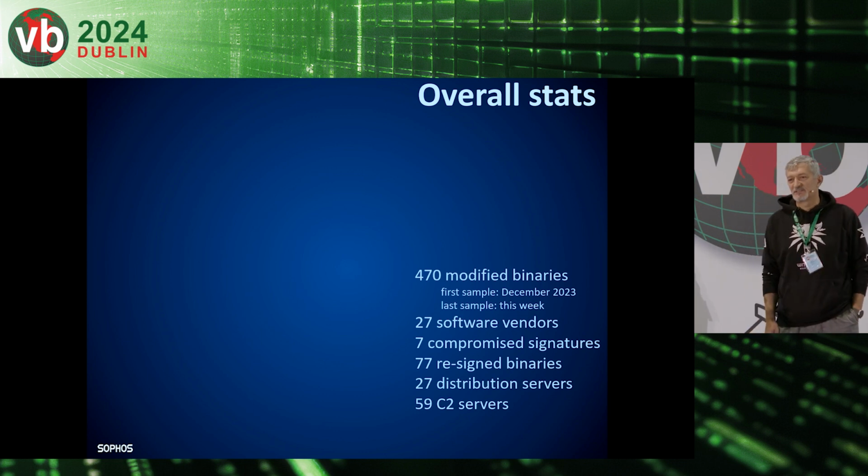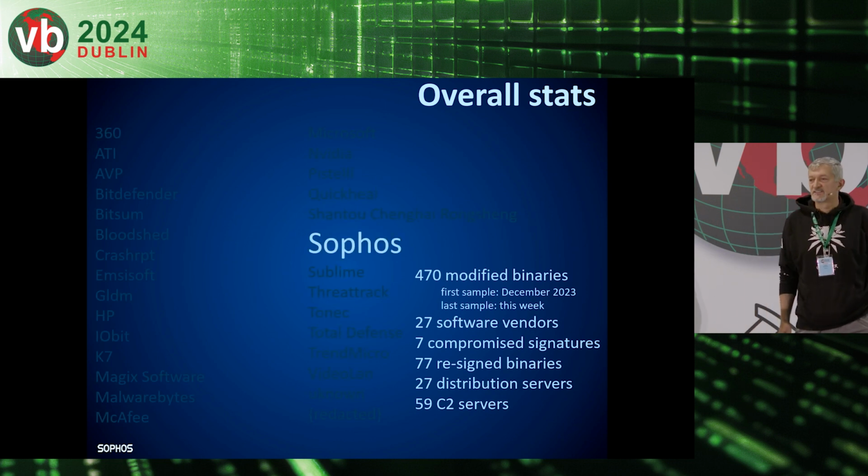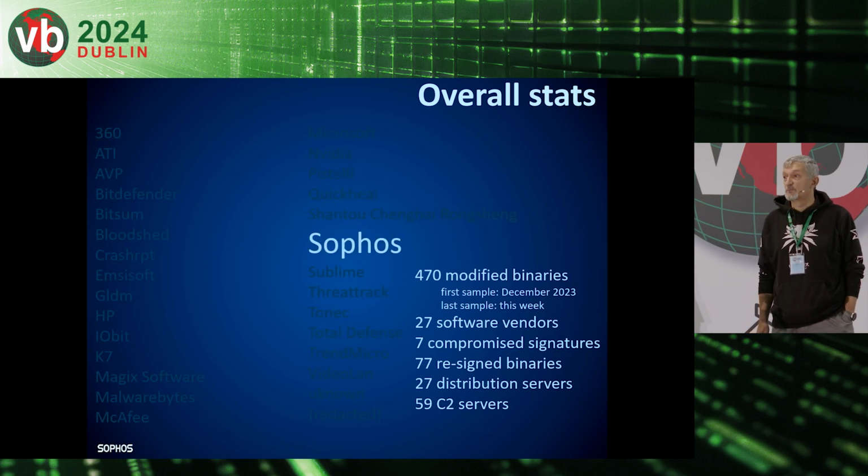When we climbed out of that deep rabbit hole, we found that 470 modified binaries were found. First sample last December, the freshest sample from this week. 27 vendors were impersonated this way. We found 7 compromised signatures. 77 of these 470 binaries were resigned by these abused signatures. We found 27 distribution servers and 59 C2 servers. And here's a list of some of the abused vendors.